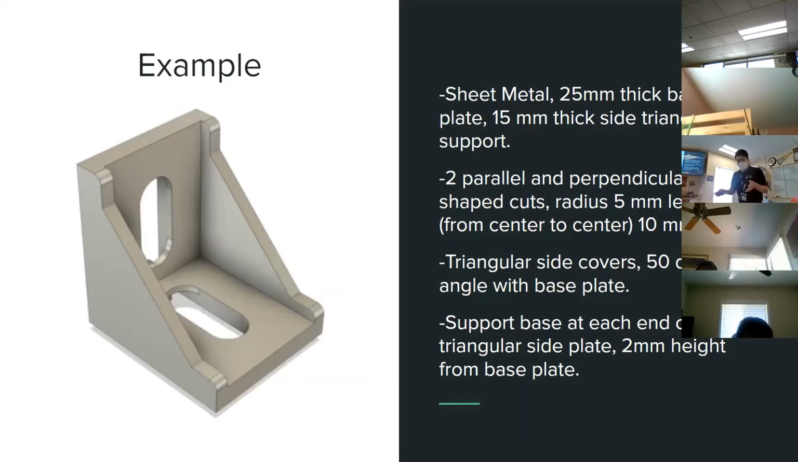Well, it's basically all estimates. I don't know if it's 25 millimeters thick. It's probably not, because it looks a little bit thicker than 25 millimeters. It's probably not 15 millimeters thick side triangles. I don't know what they're called. They might be called side flaps. They might be called protection covers. Who knows?